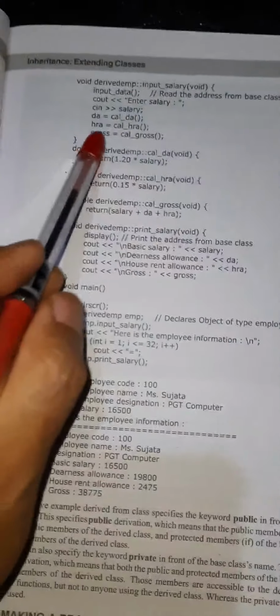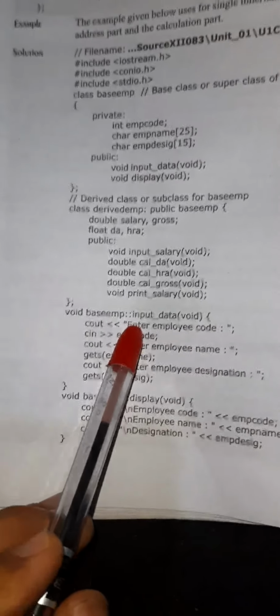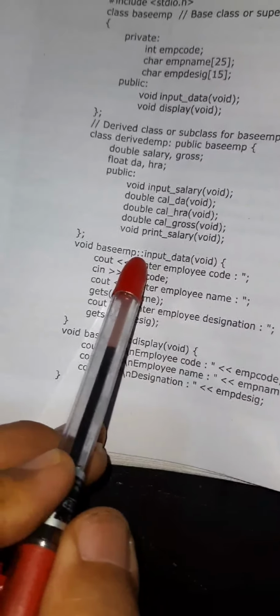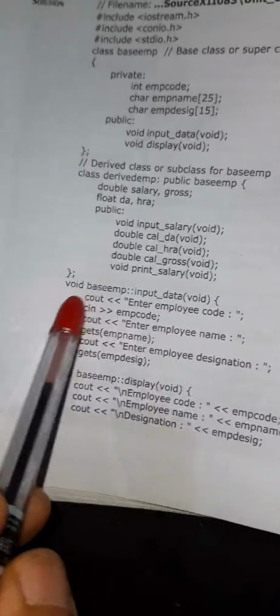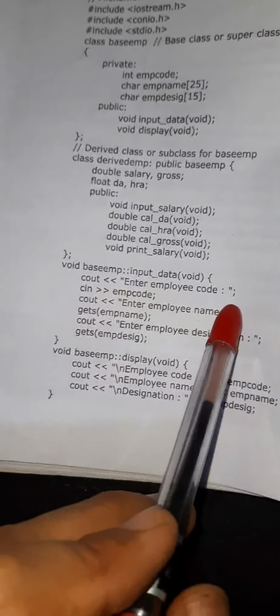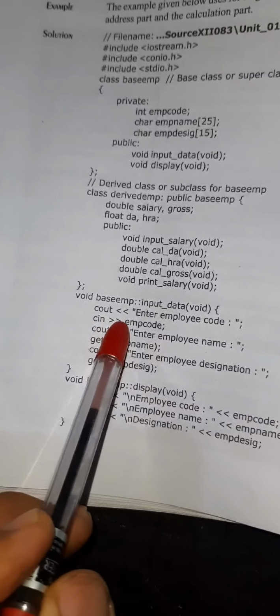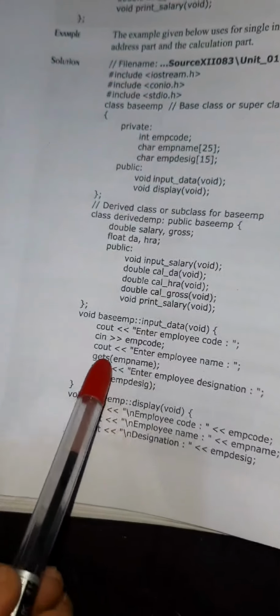Now from here it goes in search and comes to here. This member function, since it belongs to the base class, is signified by this scope resolution operator, and under this you have the following line statements. Cout, enter the employee code. Since employee code is integer, directly from the cin operator you're able to enter the values. Then cout, enter the employee name. Since employee name and employee designation are both of character type, that's why you use the gets function. We have already discussed the gets function also.